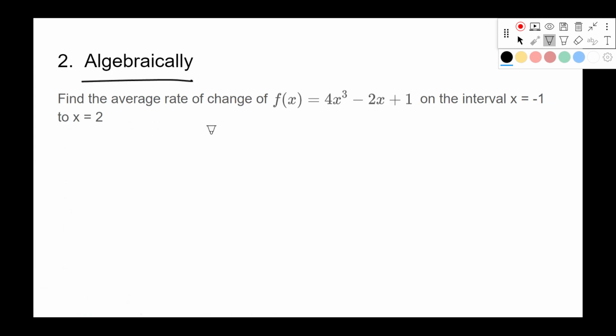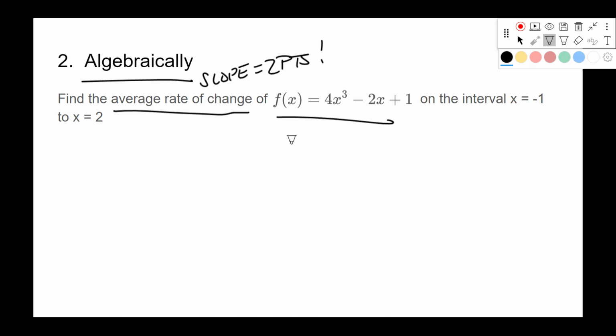The second way to do it is algebraically. So I want you to find the average rate of change. I want you to find the slope. To find the slope, I need 2 points. Of this function now, it's not drawn for you. It's not graphed. On the interval x equals negative 1, x equals 2.